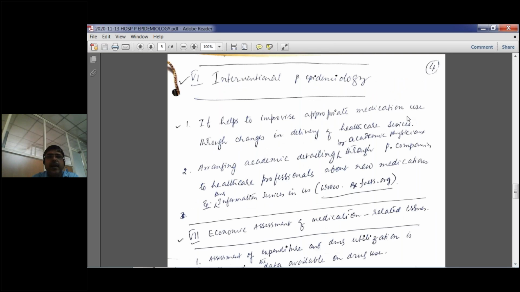Next one is interventional pharmacoepidemiology. You have always understood that a pharmacist needs to intervene in the treatment, right? We always pressurize you to do that. Now let us understand what that intervention is, why we have to do that, and what is going to happen. Manoj, what is intervention?